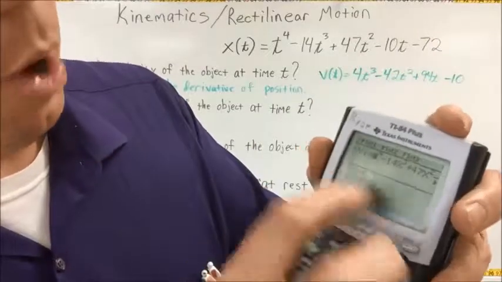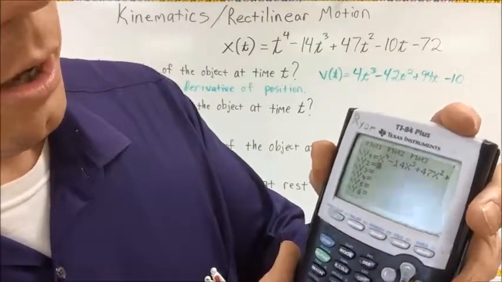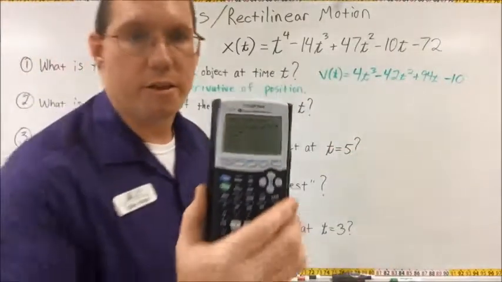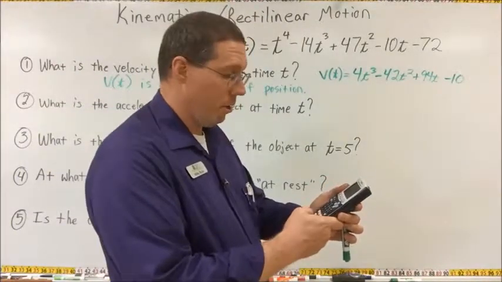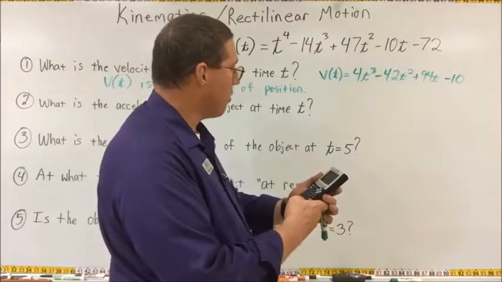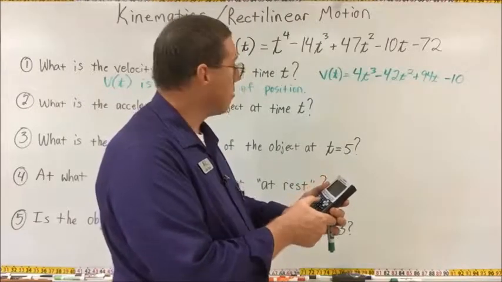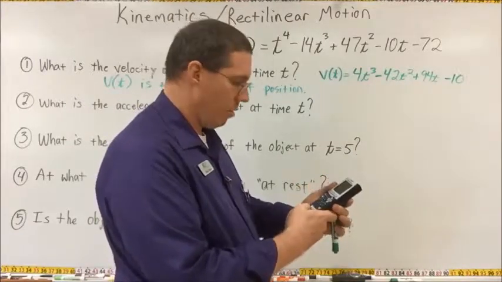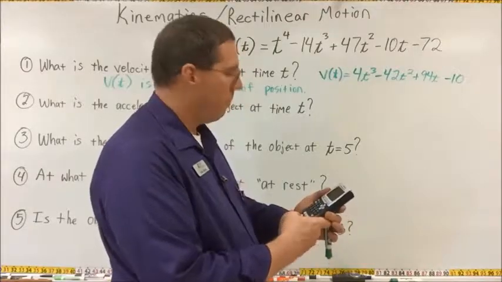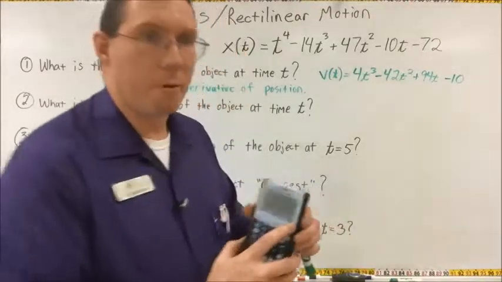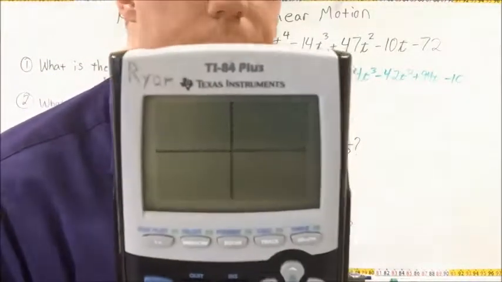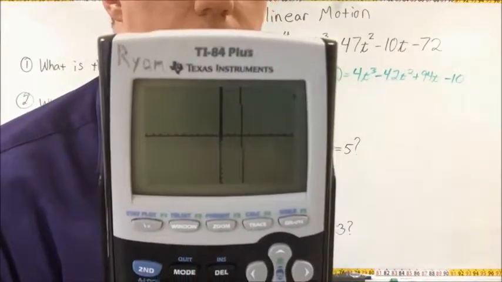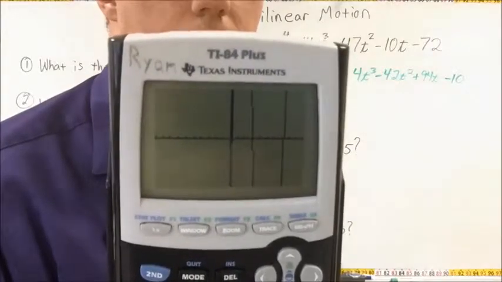Now if we hit graph, it's not going to graph the function at all. All right? But under y2, we're going to key in the velocity function. So we're going to put in 4x to the third power minus 42x squared plus 94x minus 10. And now if we press graph, we will see the graph of velocity. Let's see if it comes. There it is. There's the velocity.